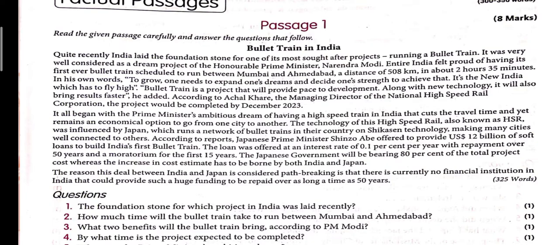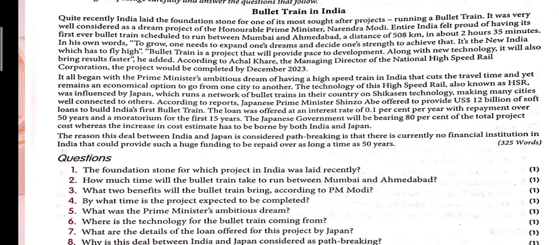In his own words, to grow one needs to expand one's dreams and decide one's strength to achieve that. It's the new India which has to fly high. So bullet train is a project that will provide pace to development. Along with new technology, it will also bring results faster, so he added. And according to Achal Khare, the managing director of the National High Speed Rail Corporation, the project would be completed by December 2023. So three more years we have to wait, and after that we'll be getting a bullet train.